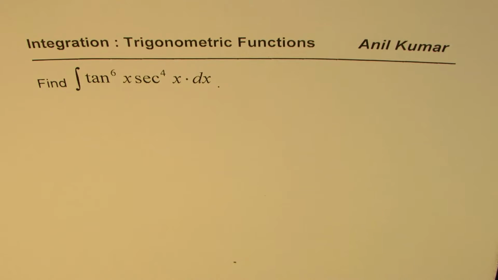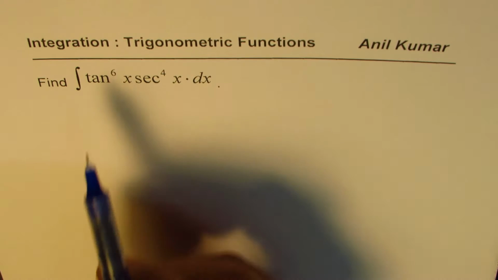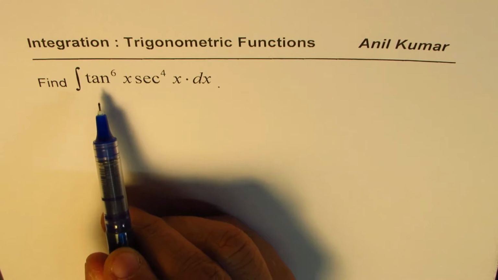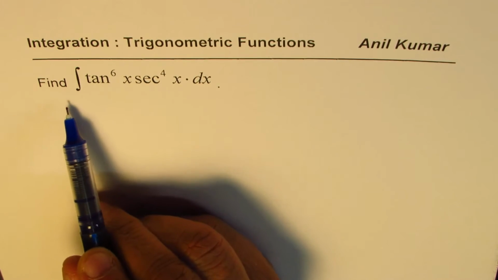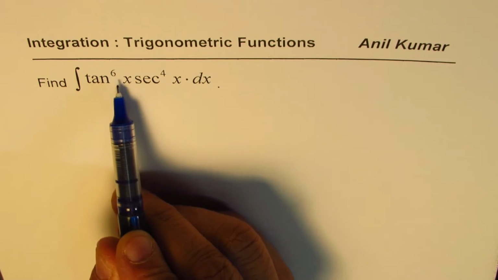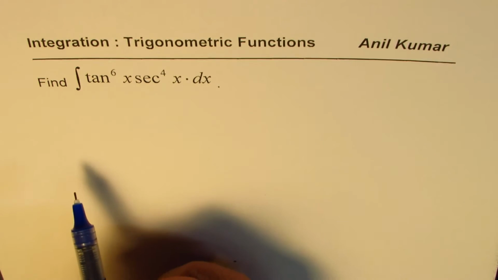We have taken up trigonometric functions. Now, integrating trigonometric functions is kind of tricky. You need to remember a lot of formulas and the identities. Here is the one which relates tan and secant. We need to find the integral of tan to the power of 6x secant 4x dx.